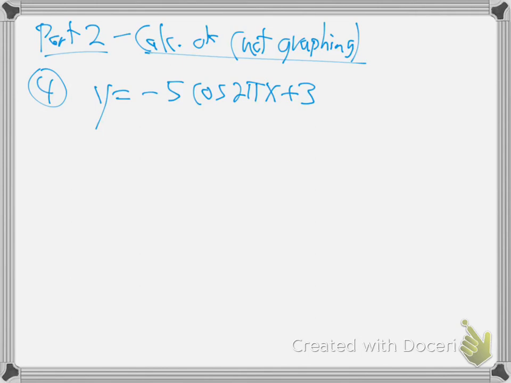Okay, so let me help. So this is the A. What's the B? 2 pi. Here comes the big question. What's the C? 0, not the 3. That's it. If you don't realize that, the ball game's over.